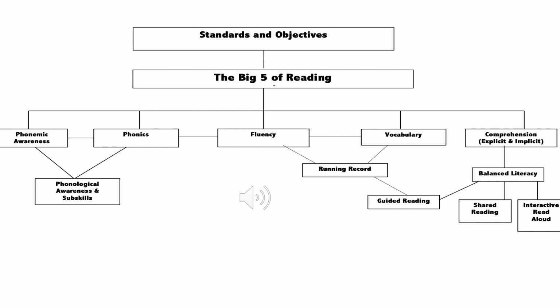and objectives. So below that, I chose to place the big five of reading. The big five of reading is those main five key points that we are focusing on when we are checking that students are progressing as they read and that they are learning to read, and it's what we're teaching them before we even get into actually reading. So the big five of reading is phonemic awareness, phonics, fluency, vocabulary, and comprehension, both explicit and implicit.